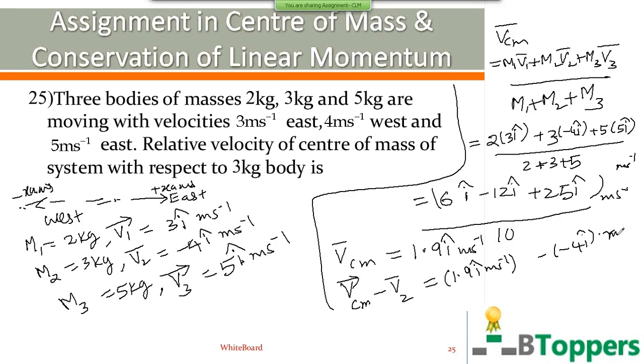You can copy down and complete the simplification part. So you get 5.9 i cap meter per second. That means the relative velocity of the center of mass with respect to the second body of mass m2 is 5.9 i cap meter per second. i cap is the unit vector along the positive x-axis towards east. So the answer will be 5.9 meter per second towards east.